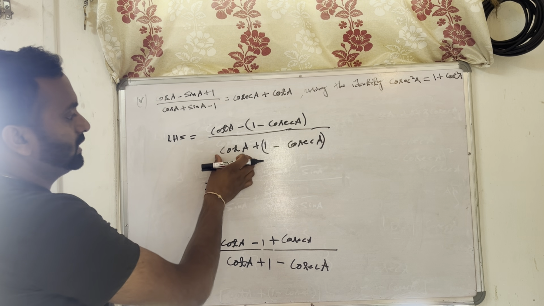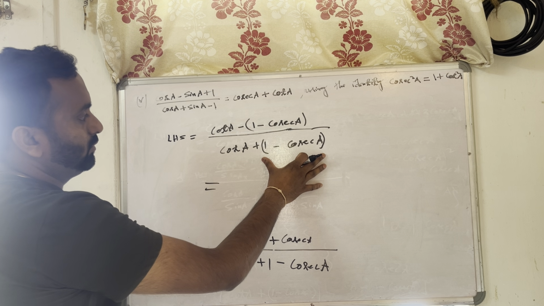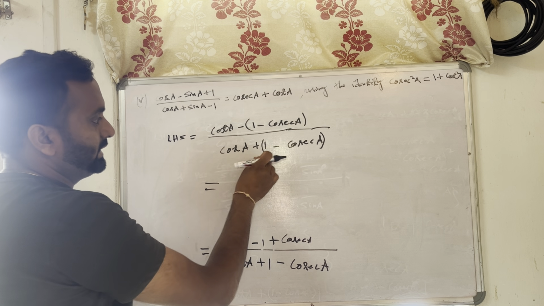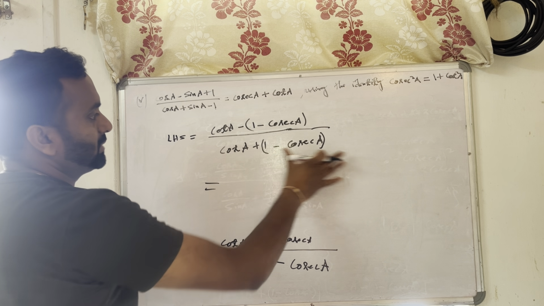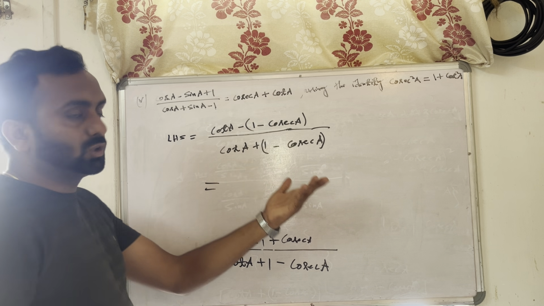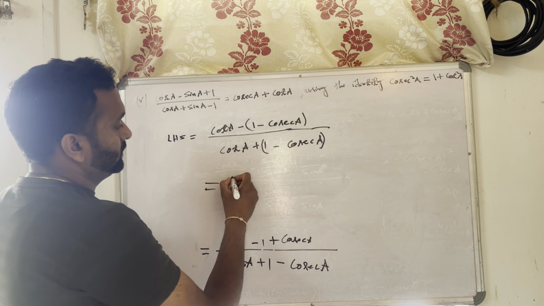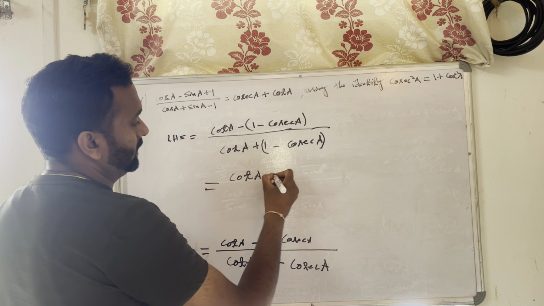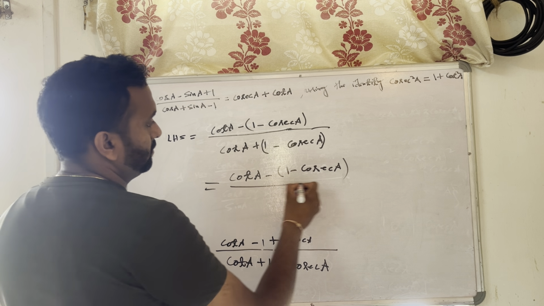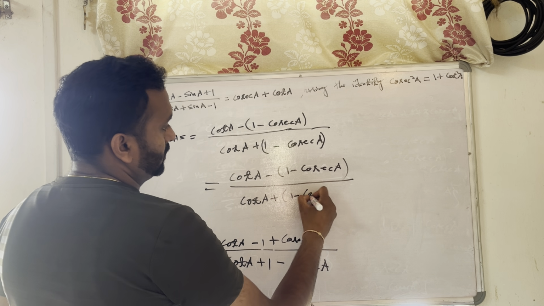Is it not like in the denominator a plus b? And what if we multiply and divide by a minus b? So we can use a square minus b square in the denominator. Simply we will be multiplying with the conjugate of the denominator. So that only we are going to do here. So see what we are going to get: cot a plus 1 minus cosec a, divided by cot a plus 1 minus cosec a.